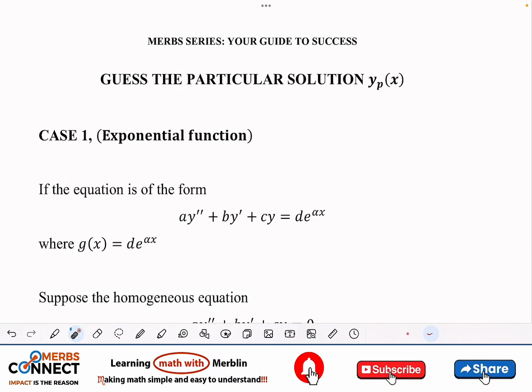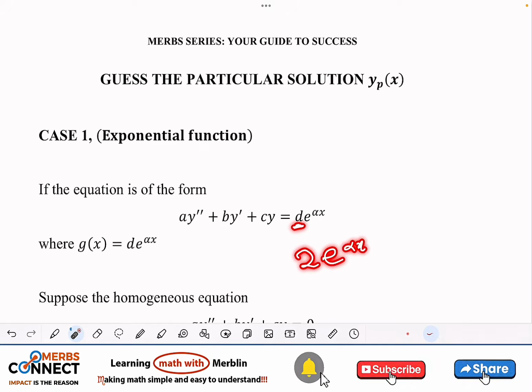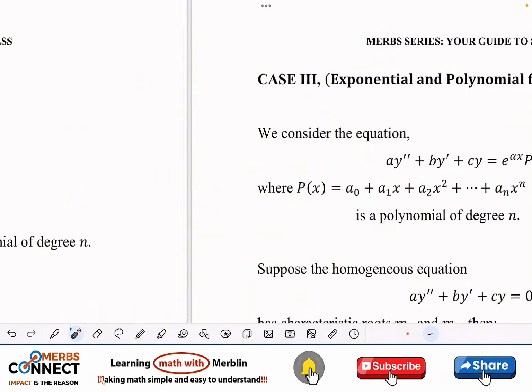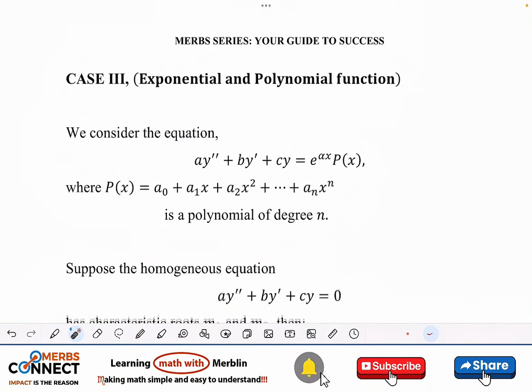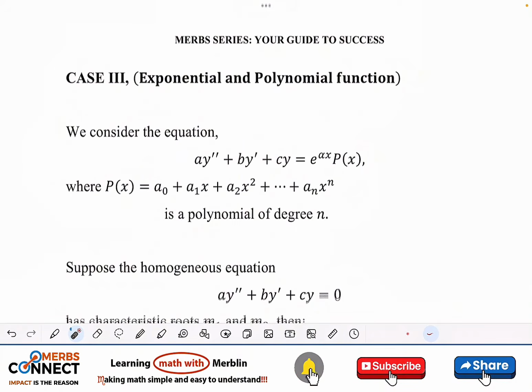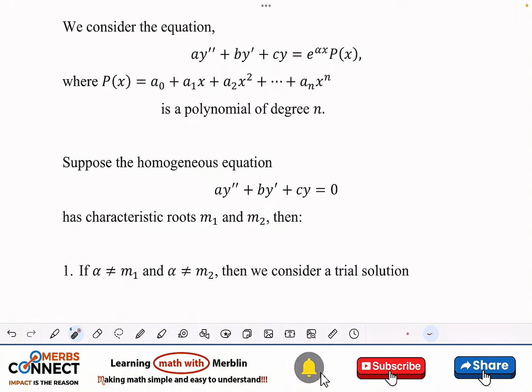Now when we started with the exponential function, I said this is a constant. So this one cannot be x. Anytime you have x e to the power alpha x, this is a combination of a polynomial function and exponential function. So this one should be always a constant, like 2e to the power alpha x. Good. So now we want to combine exponential function and a polynomial function. Then what will be the trial solution? What will be the particular solution, right? So let's look at the trial solution.